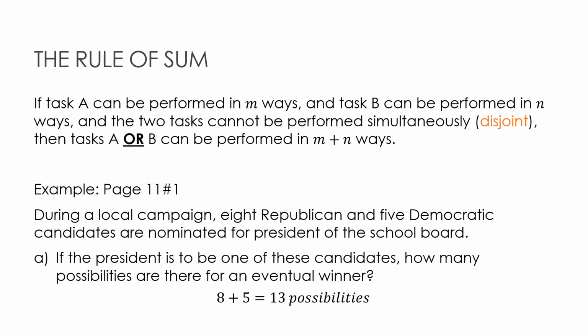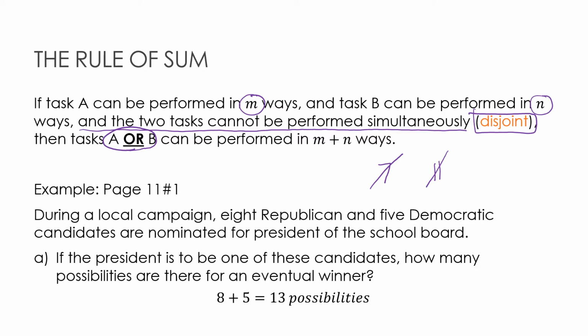So this brings us to the rule of sum. The rule of sum states that if I have 2 tasks, one which can be performed in m ways and one in n ways, and the 2 tasks cannot be performed simultaneously, which means they are disjoint, which is essentially saying when I roll, I can't get both a sum of 7 and 11 at the same time. I could get a sum of 7 or I could get a sum of 11. Then tasks A or B can be performed in m plus n ways.